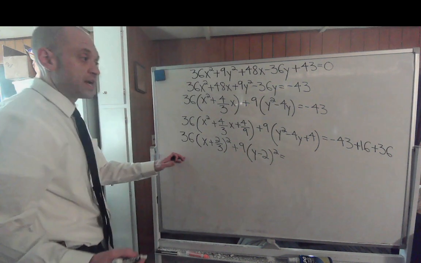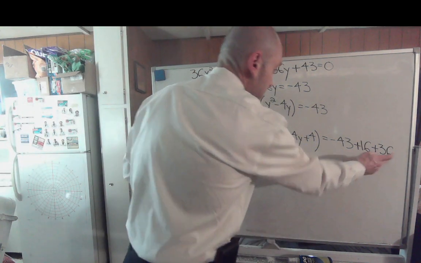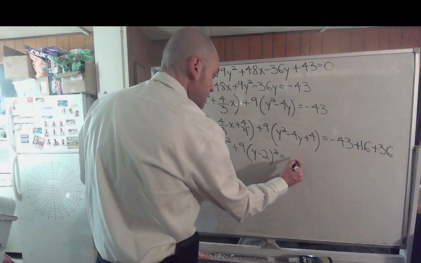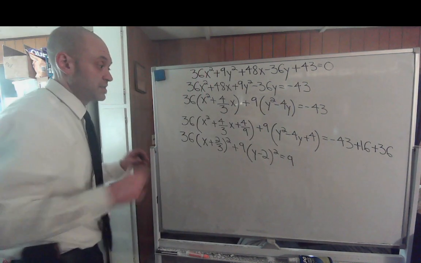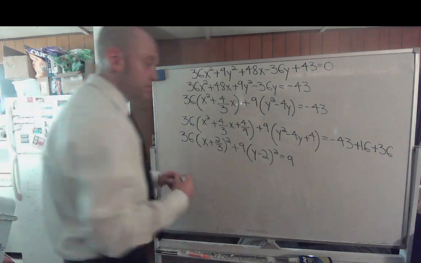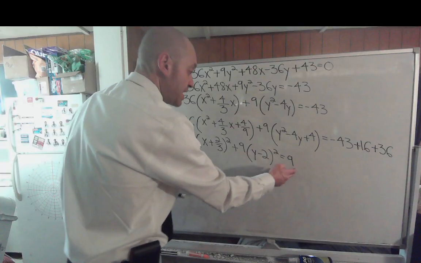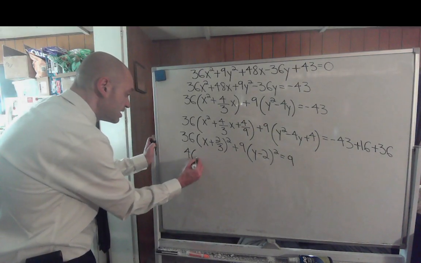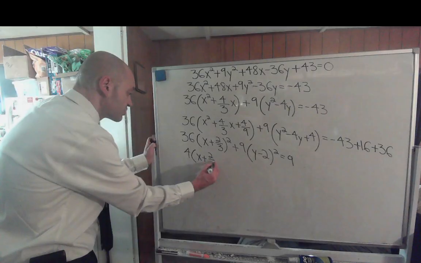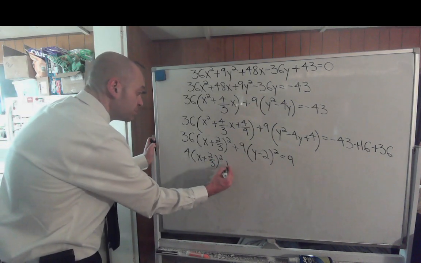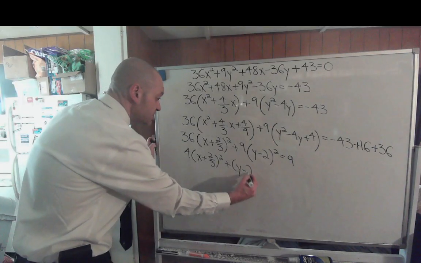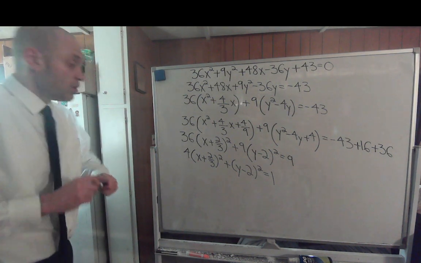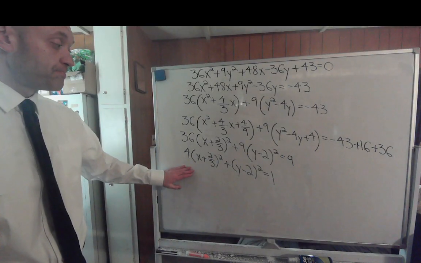Let's simplify that right-hand side. 16 plus 36 is 52, minus 43 is actually 9. This actually worked out very nicely, because when we go to divide both sides by 9 and make the right-hand side equal to 1, what you'll get is 4 times this x plus 2/3 quantity squared, plus then you'll just have y minus 2 quantity squared equals 1. Okay, well, we still have that extra 4.